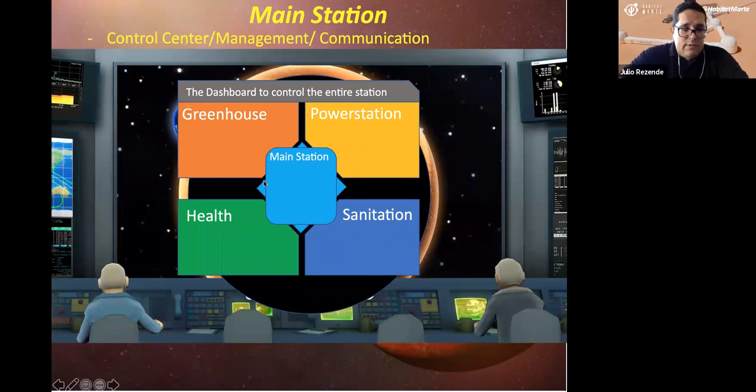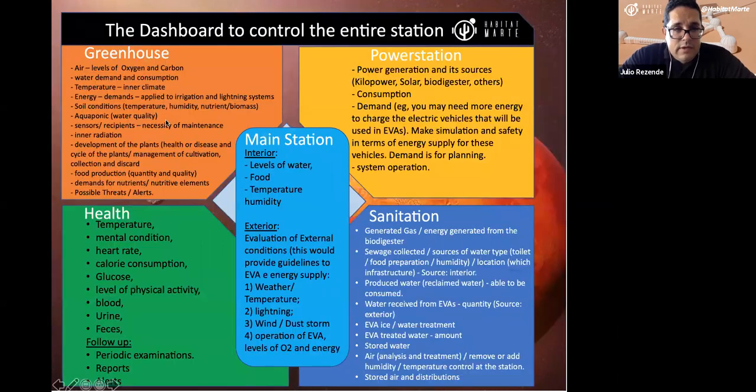In the main station, we present the commander of the mission. The crew in the main station is controlling a lot of things that are happening in the station. One of the greatest worries is related to the greenhouse operation, the power station, the health of astronauts, and also the sanitation, the life support system. In this image, it's possible to see different aspects supposed to be controlled from the main station.